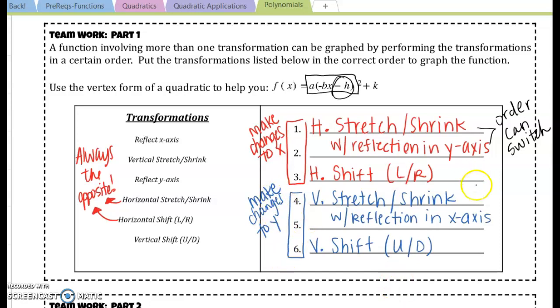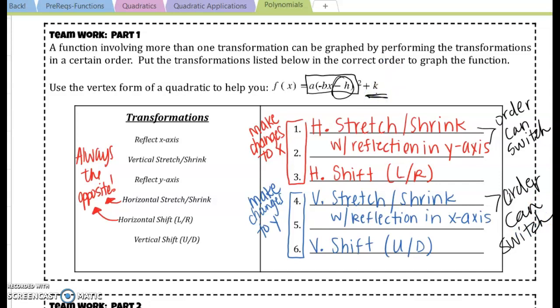Again, vertical stretch and shrink with reflection in the x-axis is written together because this order can switch as well, or they can happen at the same time. And then finally, you have your last one, vertical shift, up and down.